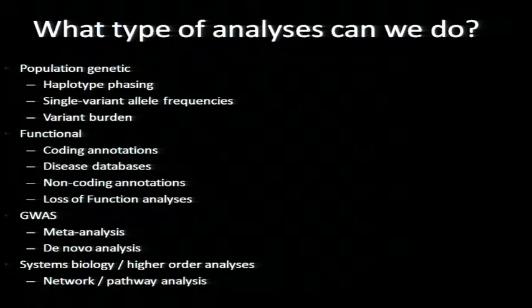The first slide here is just an incomplete laundry list of the type of analysis we can do given the variants. Steve already covered some of these. We can provide phased haplotypes, aggregate allele frequencies across populations and across the whole cohort, and calculate variant burdens in various ways. We can provide functional annotations at coding and non-coding parts of the genome, and loss of function analysis, including information from disease databases. We can redo GWAS analysis in various ways and go to higher order analysis, from systems biology approaches to network pathway analysis, and so on.